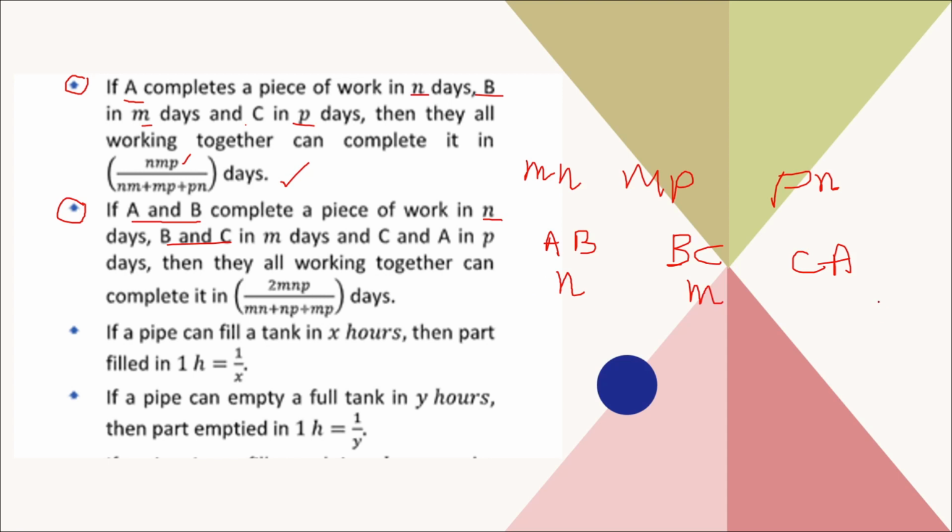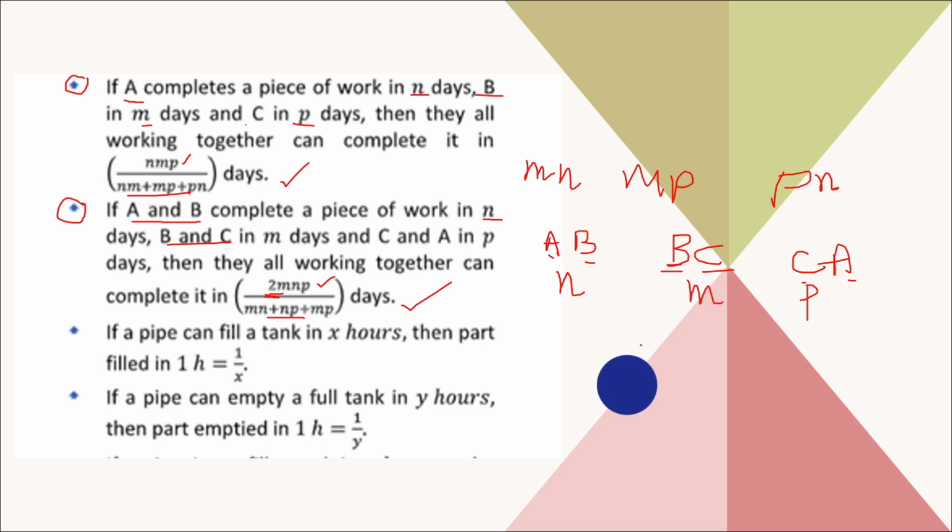And C and A working together, they are doing it in P days, right? So then all of them working together can complete how many days? See, the numerator of the previous formula and the present formula is quite similar, right? Okay, but see, only the denominator has a change. So what is happening? 2 times M, N and P. Why 2 times? Because see, B is coming twice, C is coming twice and A is also coming twice.